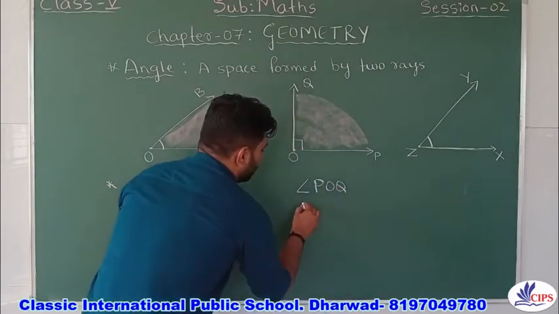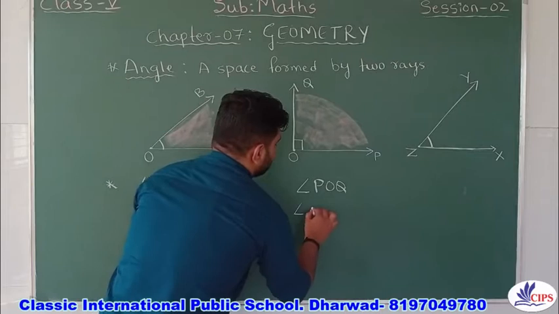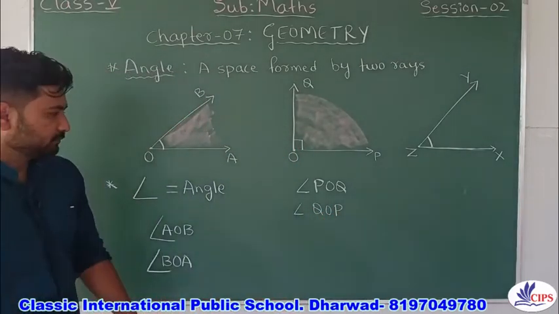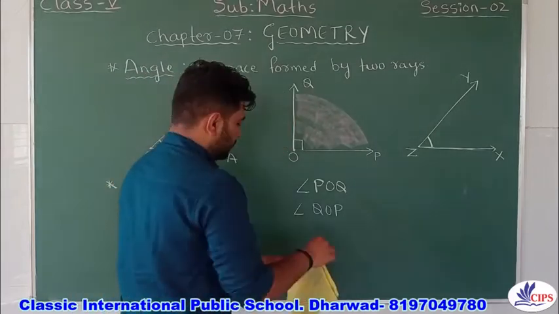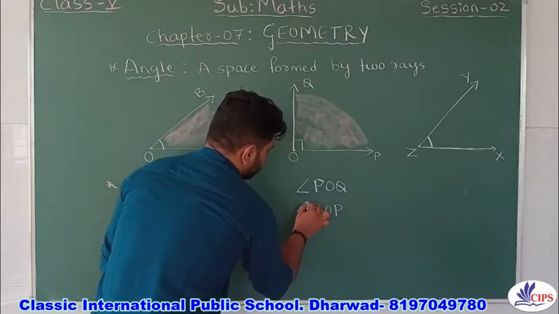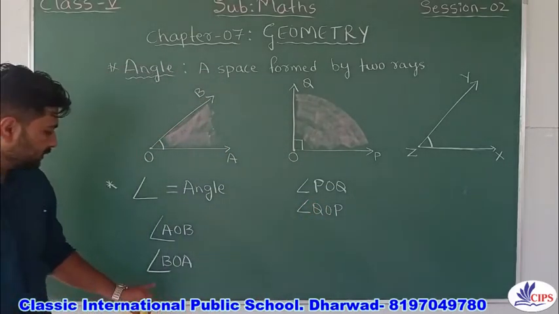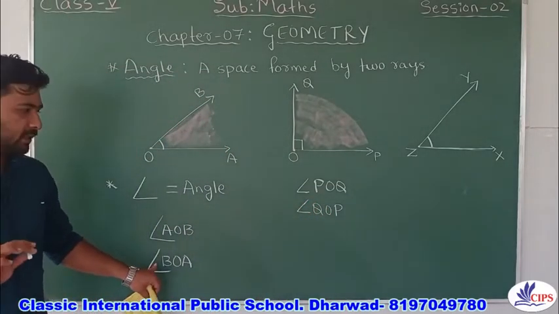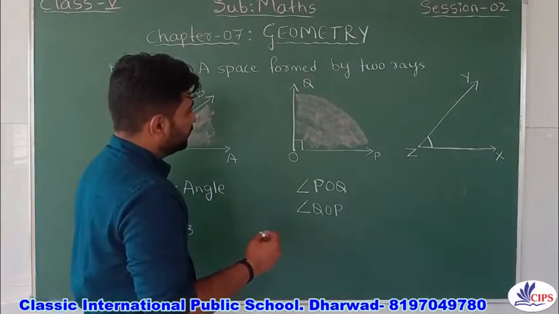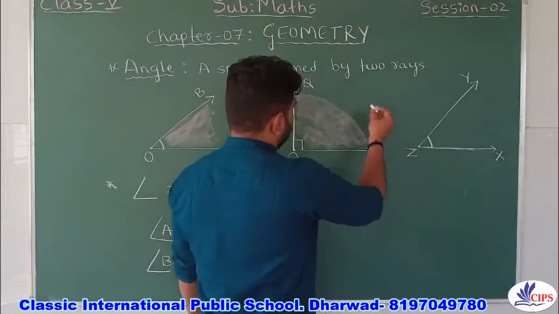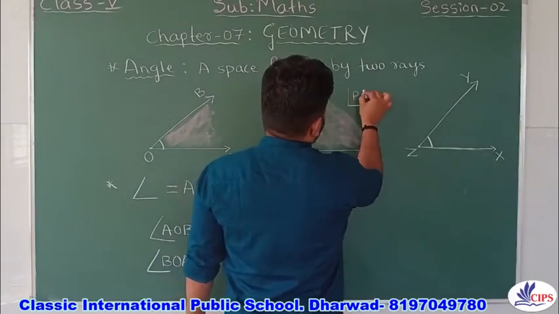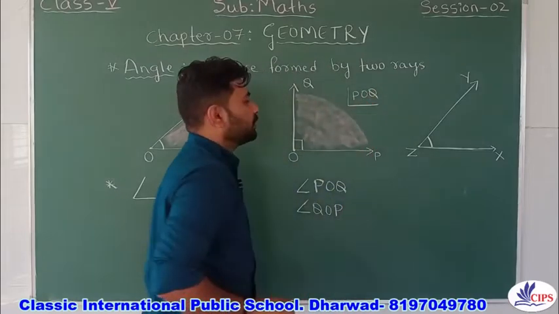POQ, or it can also be read as angle QOP. See, this is a little bit far. Don't put it this far. It should be like this. If you write in this way, this is also correct. If you write in this way, this is also correct. Or a few people will write angle POQ. That is also correct.